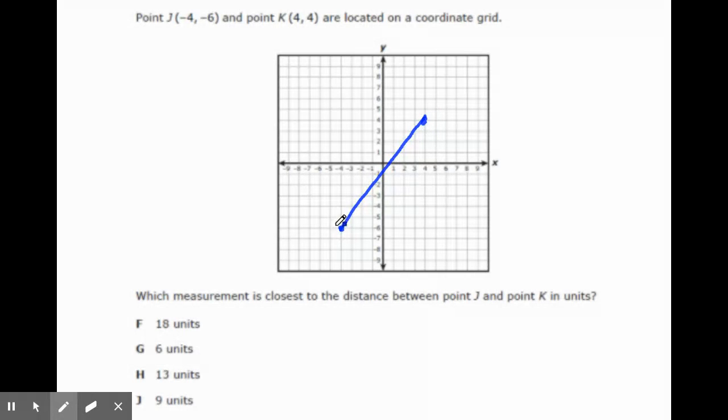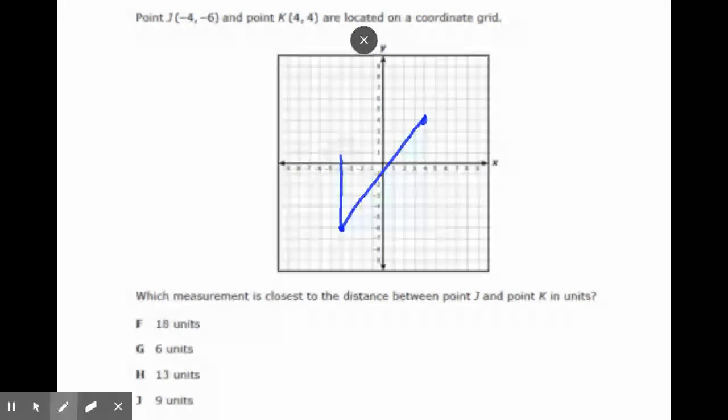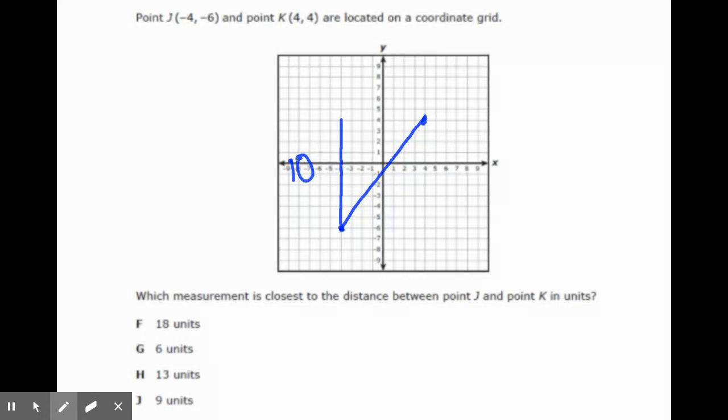So we're going to count how many spaces we have to go up, and that will be the length of one leg, and then we're going to have to count how many spaces we go over. So from -6 up to 4, we have to go up 1, 2, 3, 4, 5, 6, 7, 8, 9, 10 spaces. So we will label that with 10. And then from -4 to 4, we're going to go over 1, 2, 3, 4, 5, 6, 7, 8 spaces.